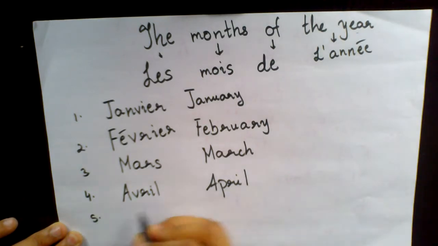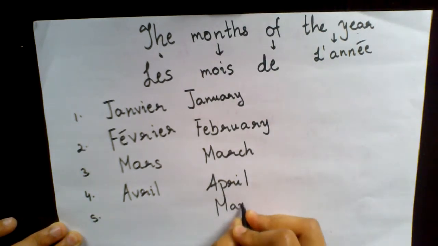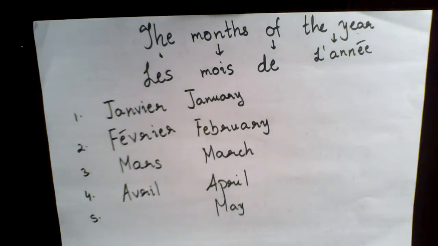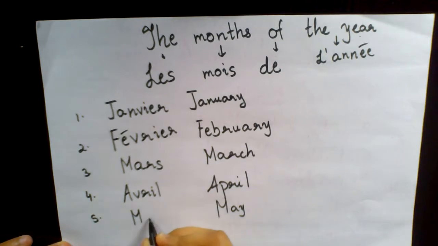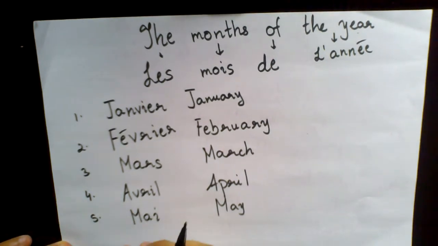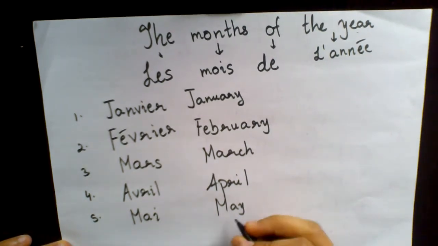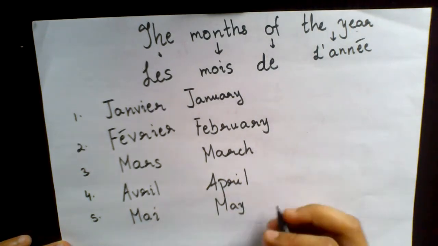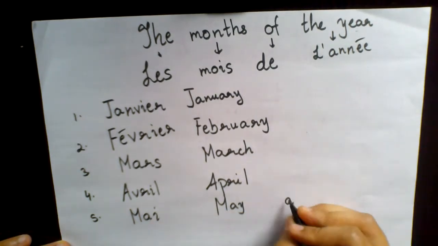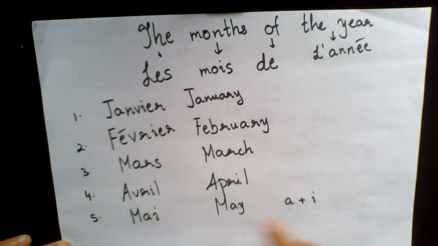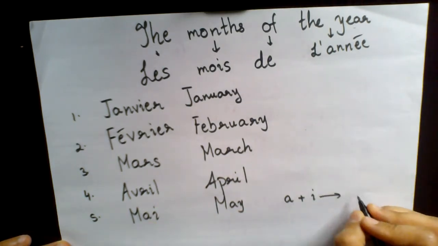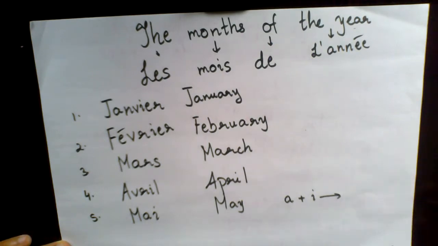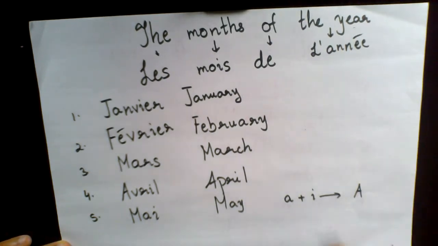Then you have the month of May, and you write it as M-A-I, which is "Mai". It's not exactly "May", you hear the sound "ai". A plus I combined becomes the sound E. I'll write it over here: A plus I, pronounced as in the French language. When you combine them, it becomes that sound.